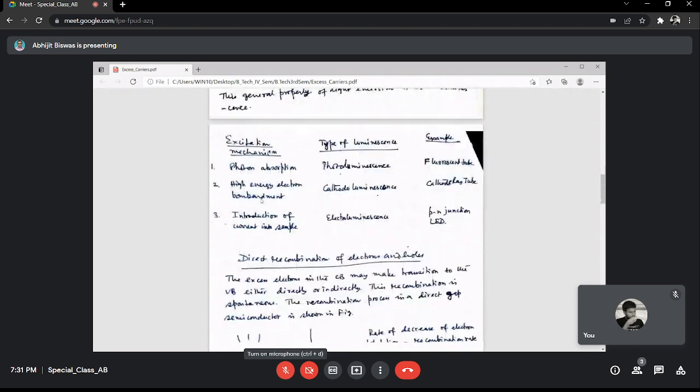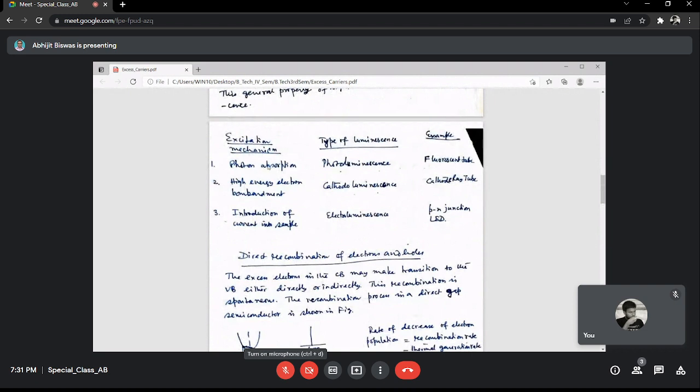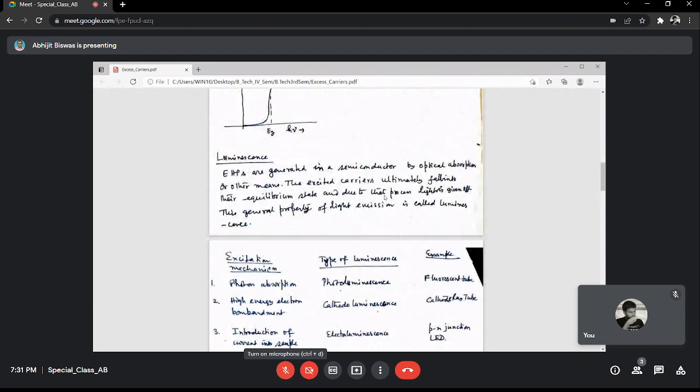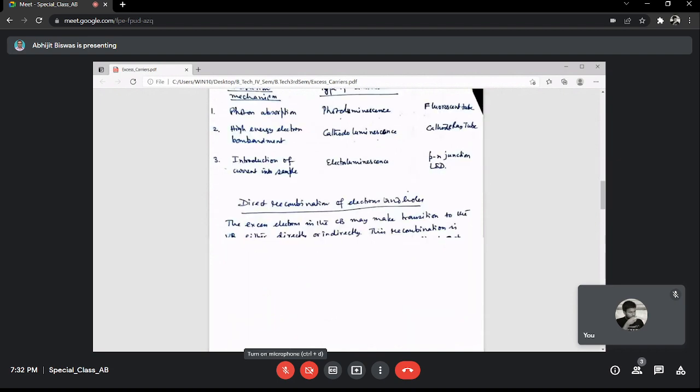And there are some excitation mechanisms, types of luminescence, and examples. This general property of light emission is called luminescence. You know that electron-hole pairs are generated in a semiconductor by optical absorption or by any other means, and the excited carriers fall into the equilibrium state, and due to that process, light will be emitted. This general property of light emission is called luminescence.